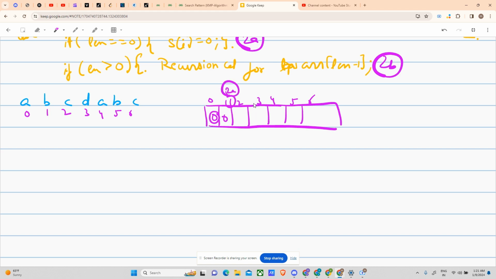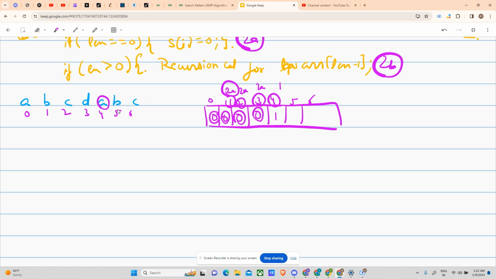Now 2 is to be checked with 0. Again case 2A, so it will remain 0. For 3 to be checked with 0, D is not equal to A. Again 2A, 0 again. For 4, checking with 0, A matches, so plus 1, that will be case 1. 0 plus 1 will give me 1.